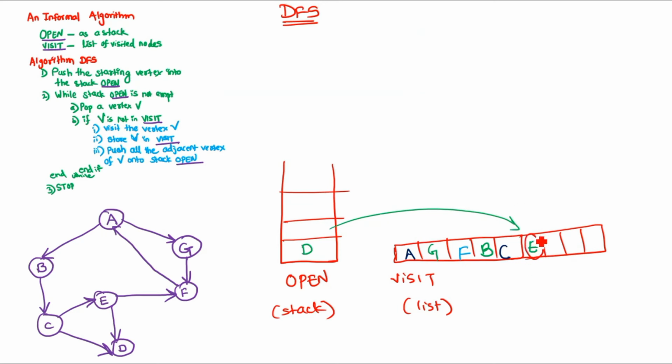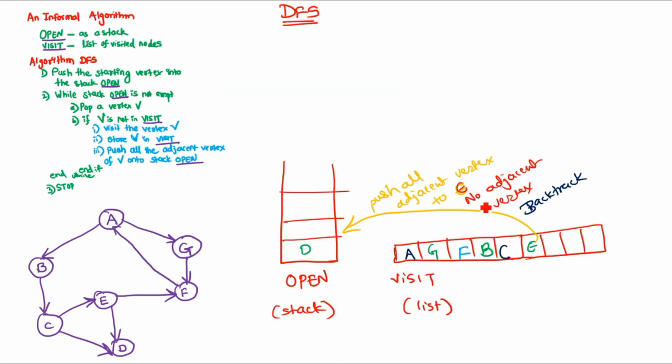Now I will explore the vertex E. What are the adjacent vertices of E? There is no adjacent vertex of E which is not yet visited. So we will backtrack here. We search for the topmost element on the stack, and that is D. Now we explore this element.